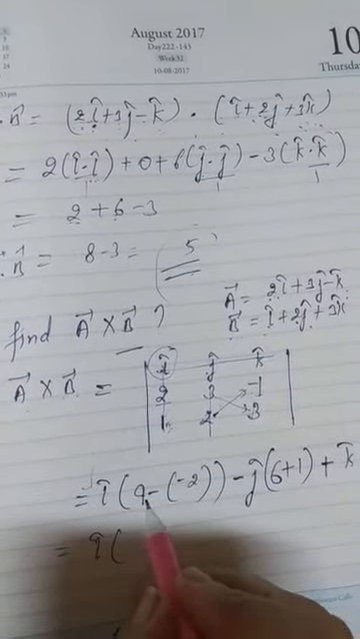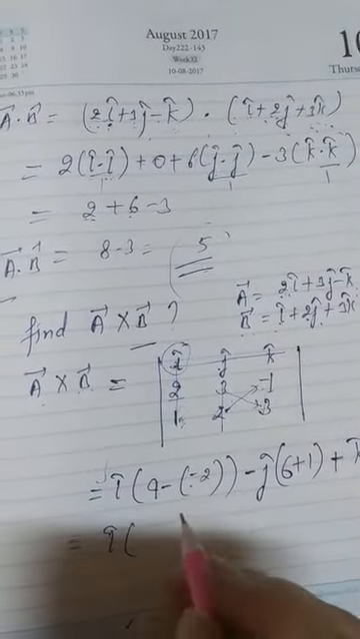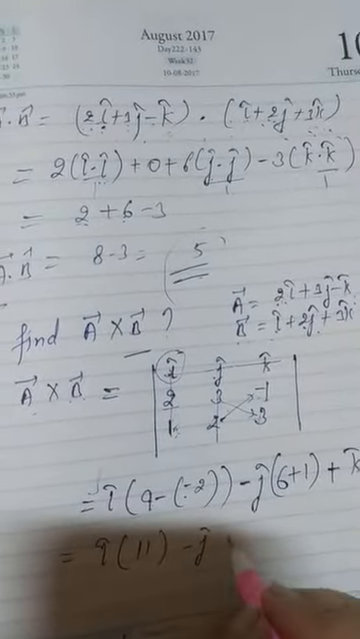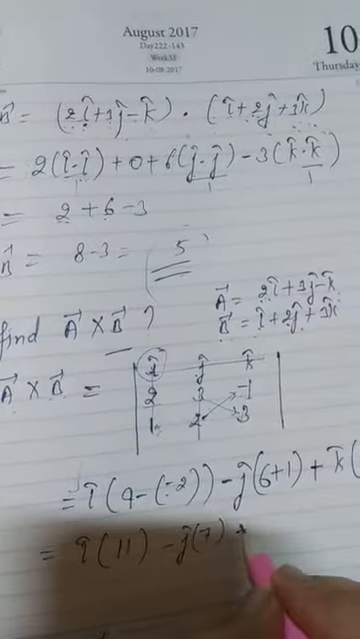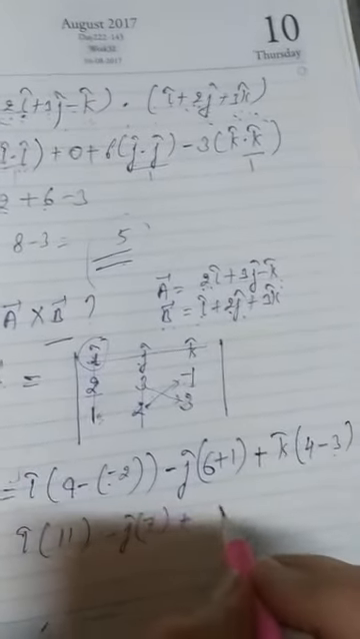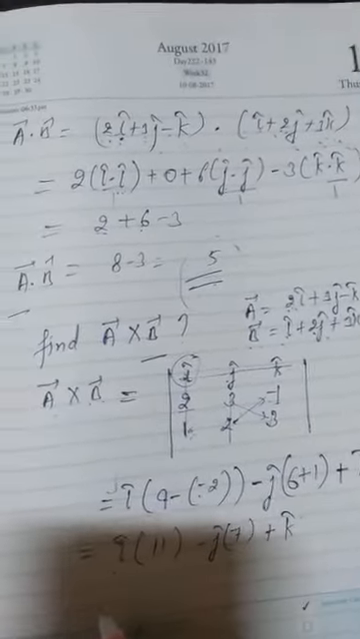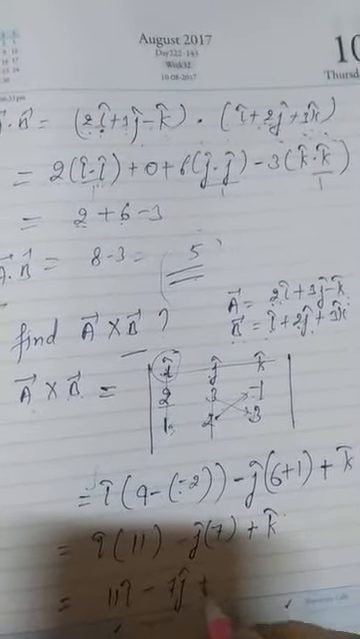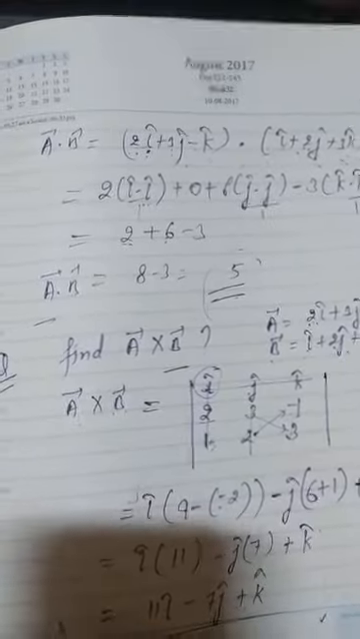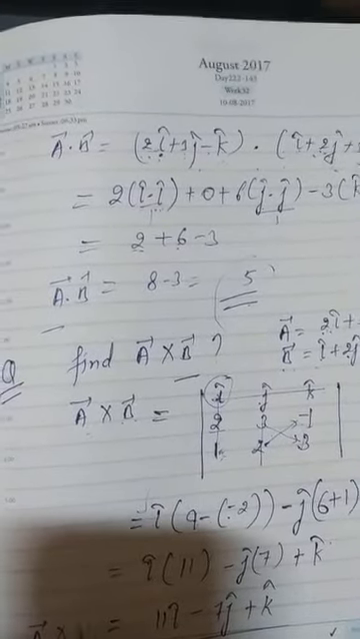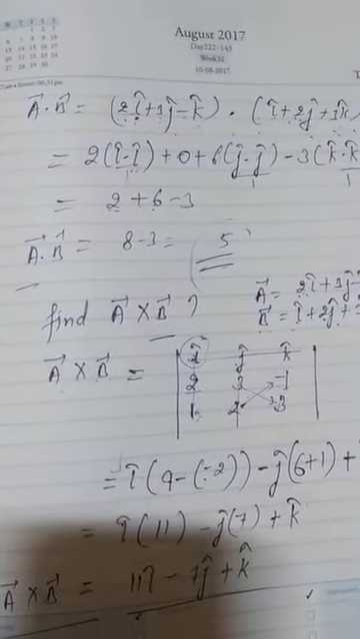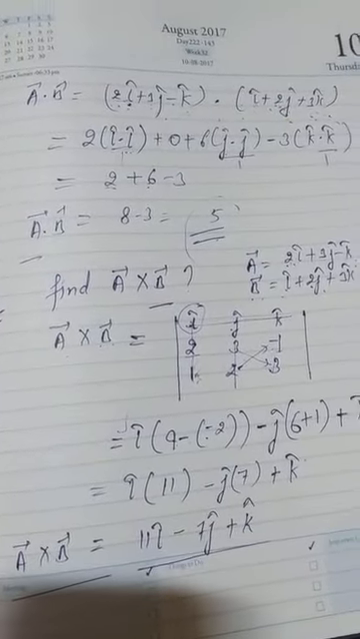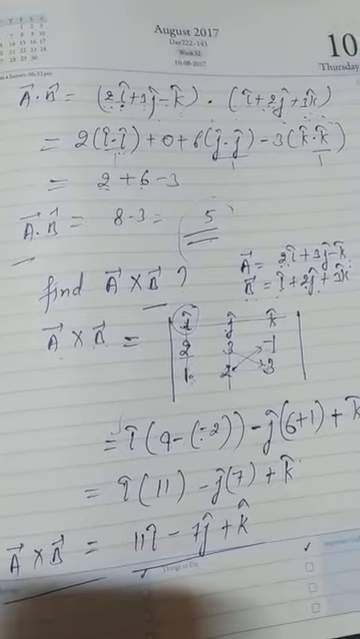Now we will solve it. i cap as it is, 9 minus minus is plus, so it will be 11. Minus j cap, 6 plus 1 is 7. Plus 4 minus 3 is 1, then k cap is left. Now here we can write 11i cap minus 7j cap plus k cap. This will be the cross product of A and B. Understood now how we can do the cross product?